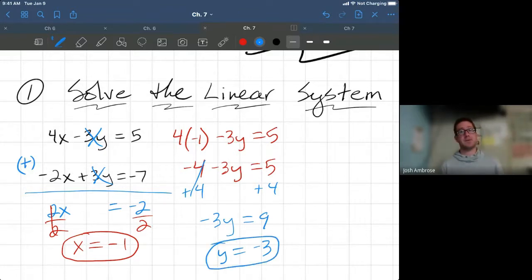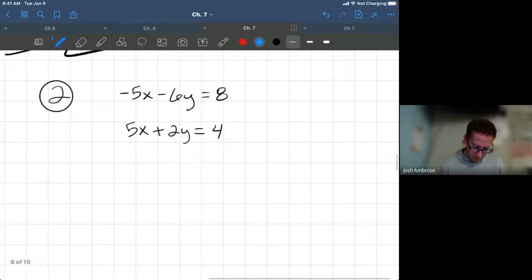All right, so there we go. That's our first example problem. Everything worked out nice and neat. Let's go ahead and move over to number 2 here.